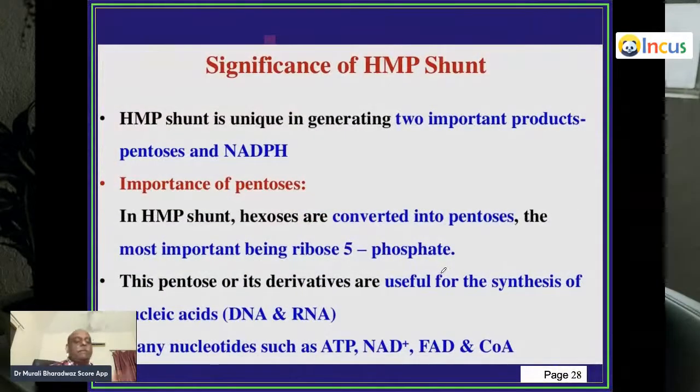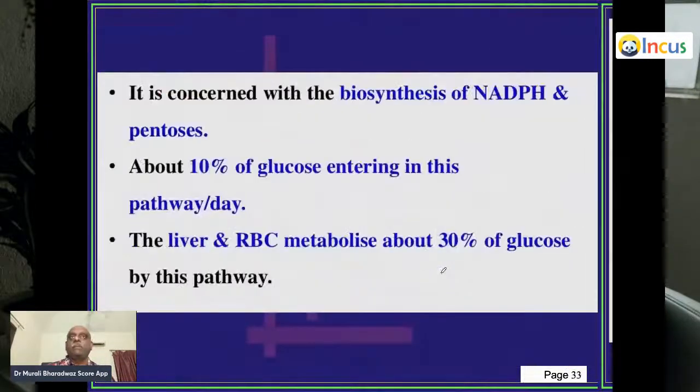So ultimately, what is the purpose of HMP shunt, doctor? The whole purpose is to generate NADPH and to generate ribose. Ribose is the precursor for the synthesis of nucleic acids, is what you need to remember.